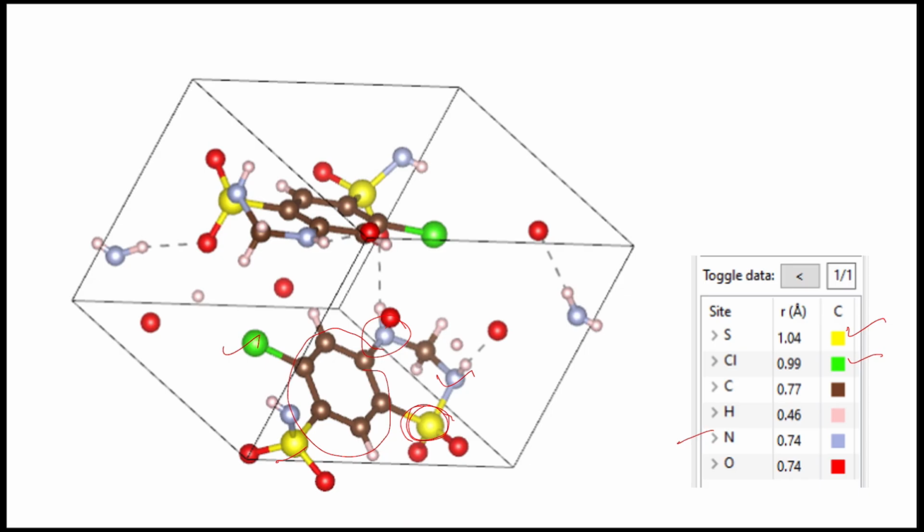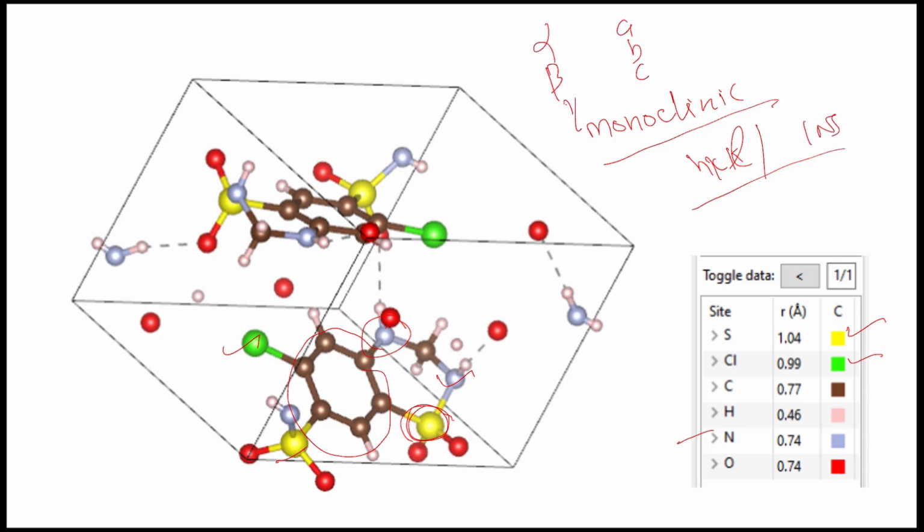So this is how the structure is visualized. This is a monoclinic unit cell because it was mentioned in its parameters in its HKL file and INS file, monoclinic, and we could also deduce that from alpha, beta, gamma, and a, b, c, the unit cell parameters. So it was monoclinic. All three structures that I have deduced are monoclinic.